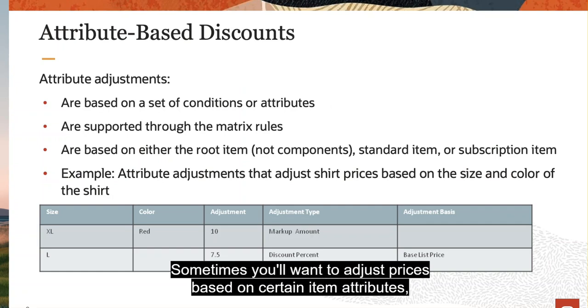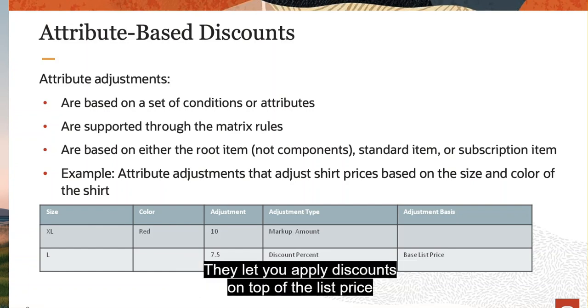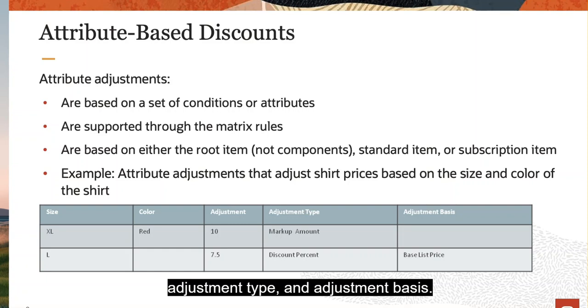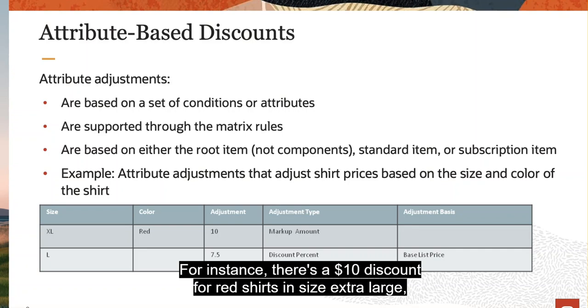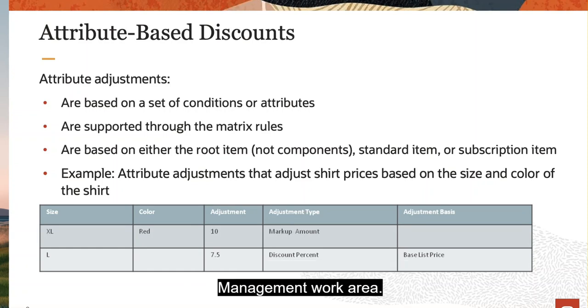Sometimes you'll want to adjust prices based on certain item attributes, but it can be a lot of work to set up calculations for every single product. That's where discount lists come in. They let you apply discounts on top of the list price automatically when the order is processed. The table on this slide shows some t-shirt attribute examples. You'll see columns for size, color, adjustment type, and adjustment basis. For instance, there's a $10 discount for red shirts in size extra large, while size large shirts get a 7.5% discount. These examples assume that attributes like size and color are set up as an item extensible flex field in the Product Information Management work area.